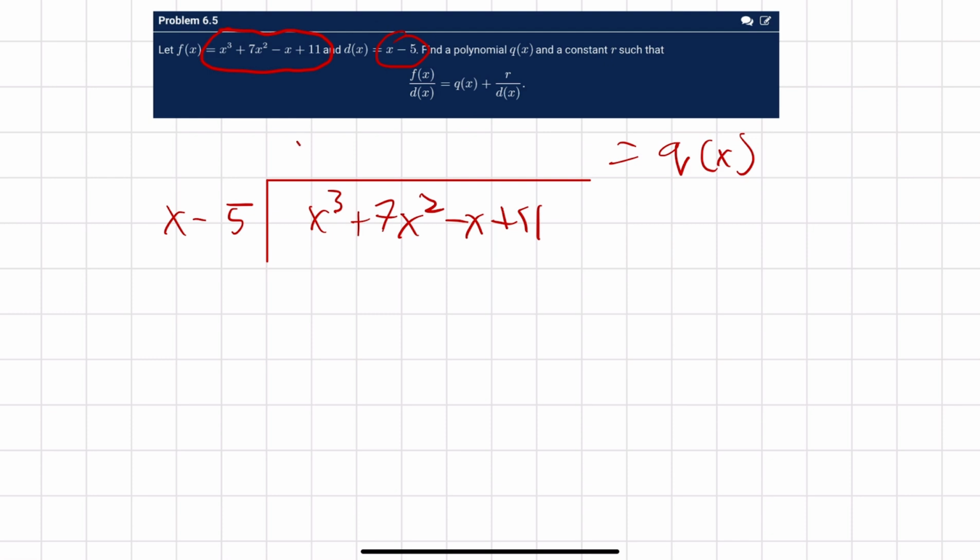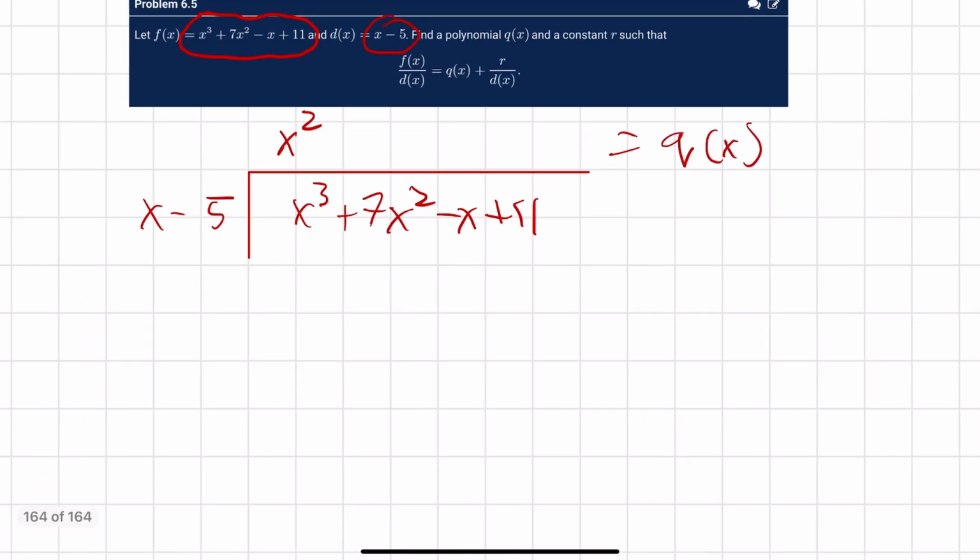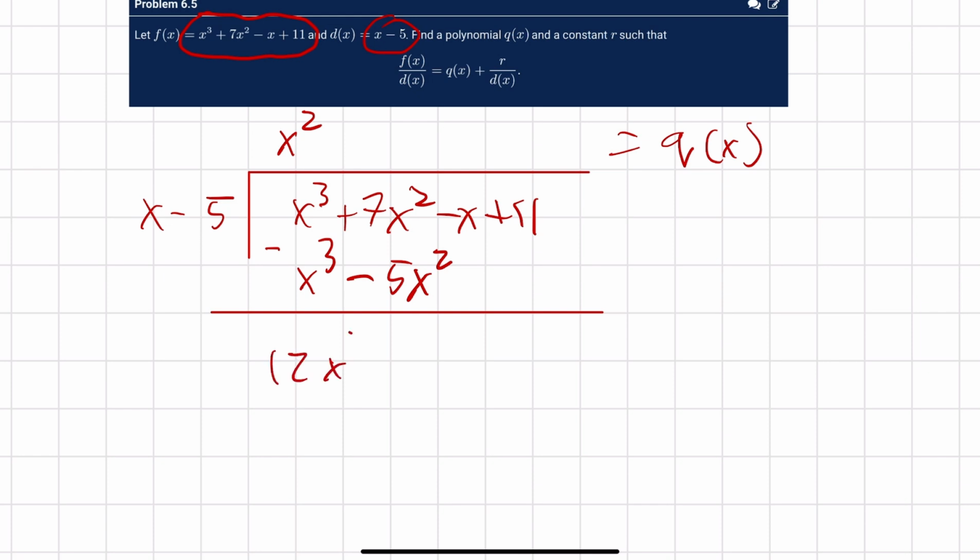Using that, we're going to put x squared on the top, and we're going to multiply x squared times x minus 5 and subtract it from f(x). So we'll get x cubed minus 5x squared, and we're going to subtract this. So we're going to get 12x squared, since 7x squared minus negative 5x squared is 12x squared, minus x plus 11.